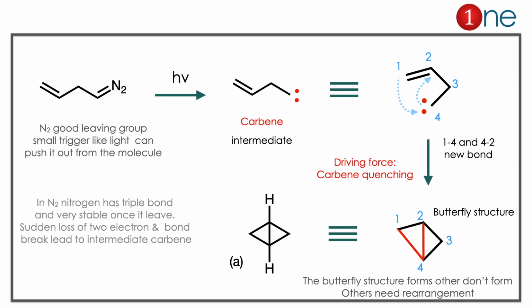Why is the carbene formed? Sudden removal of 2 electrons from the system. So that's why carbene here. The carbene can be rewritten for the product. So we write it in bent form.